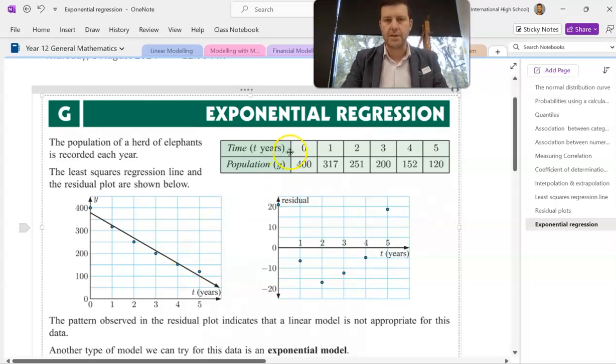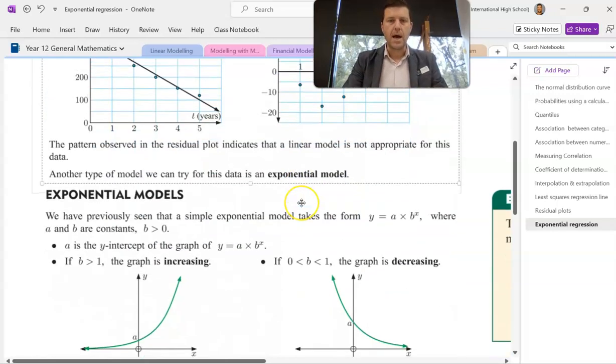So this example is showing the population of elephants declining over a period of 5 years. And although you can see this least squares regression line sits well through those points, when we create a residual plot, you can see a clear pattern. So that suggests that the linear model is not appropriate for this set of data. So in that case, we're using an exponential model.